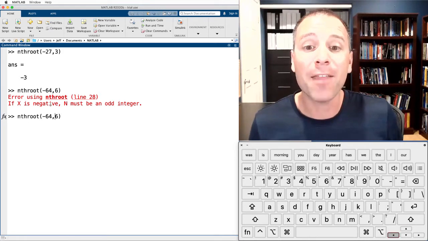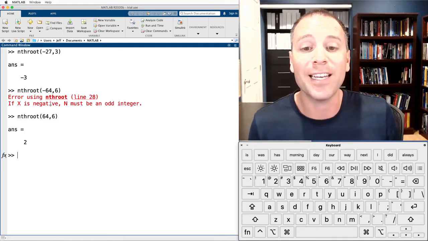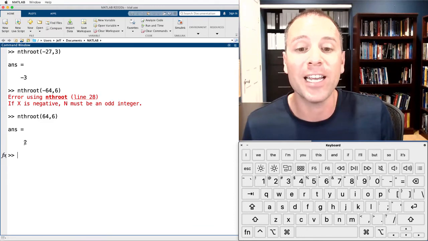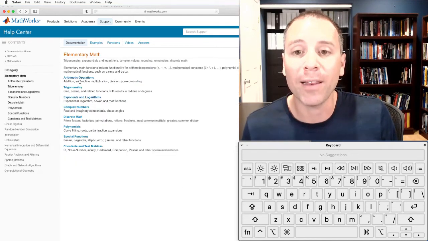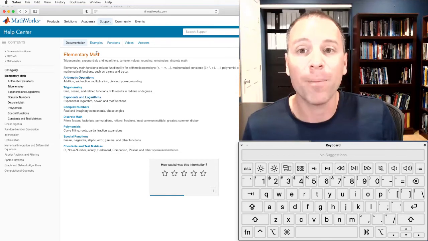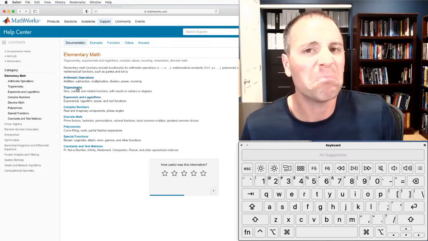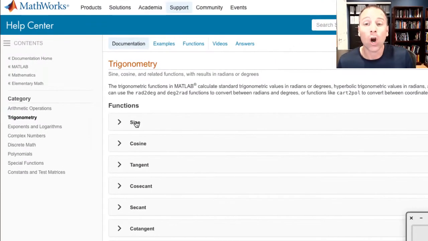But if I did the nth root of 64, where n is 6, so the 6th root of 64, indeed, 2 to the 6th is 64. I'm going to make a claim that all of these functions that we see here, and indeed, if I were to go one level up, I could go back to the elementary math page on the documentation. Let's take a look at trigonometry. Here are a bunch of different trigonometric functions that I can use in MATLAB.